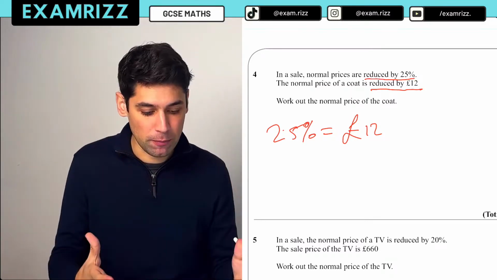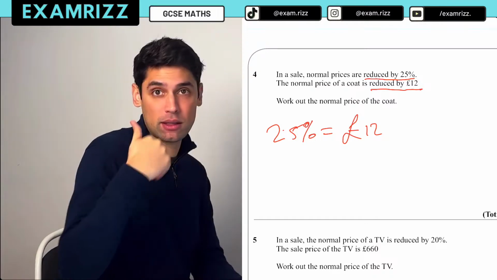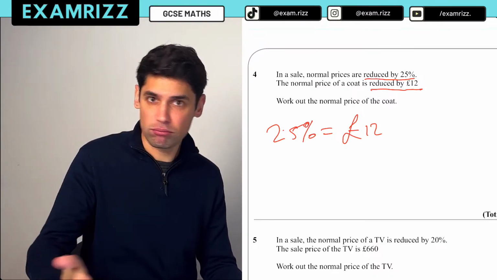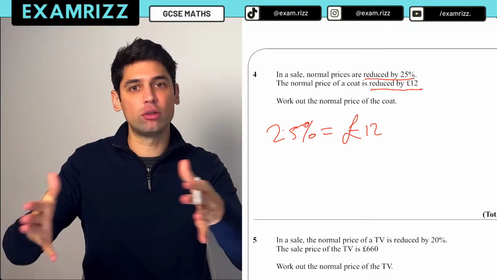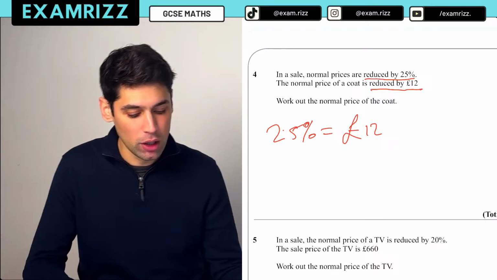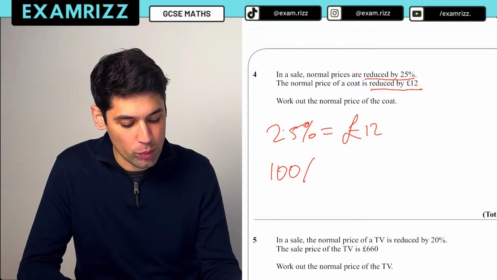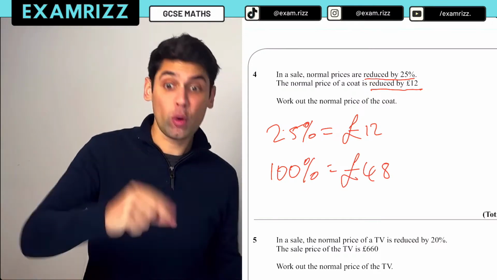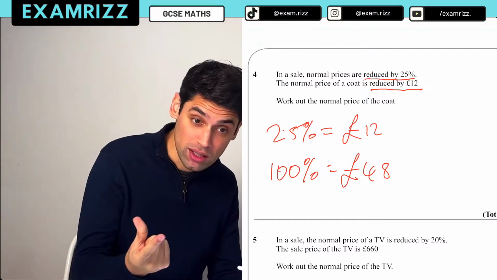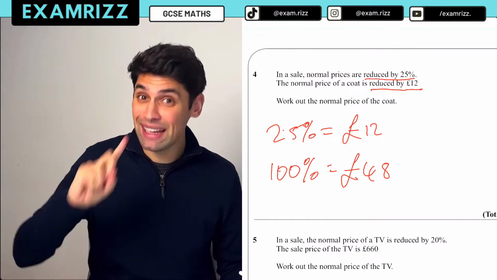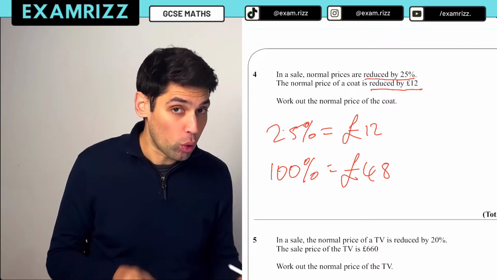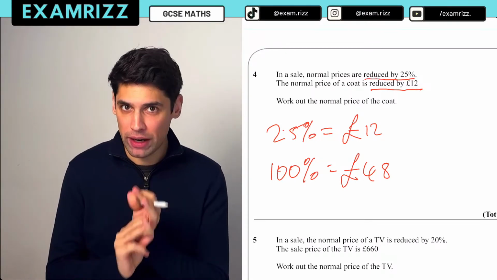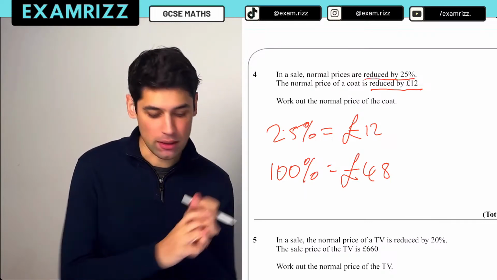So surely it must be. And if 25% is £12, then 100% is the original price, right? Always. 100% is just the original starting value of anything. So if we times both sides by 4, we get 100% equals £48. So a question that was thrown in there to try and trick us is actually the simplest of them all, if you can read the question carefully. So always be aware, no matter how easy a question may seem, always read it very carefully to make sure it is as it seems.